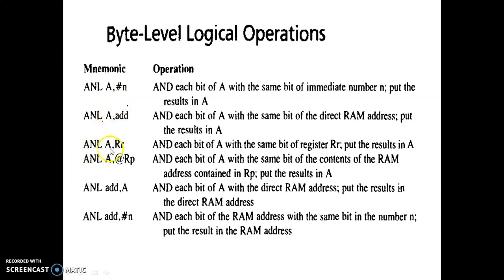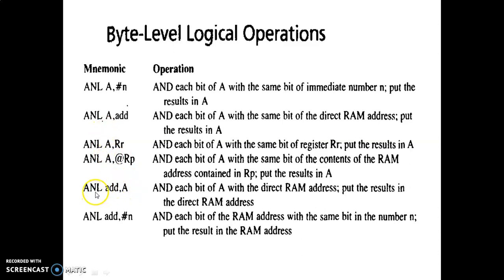The third one is ANL A, Rn. This instruction performs the logical AND operation between the accumulator content and the content which is there in this particular register and transfers the result to the accumulator register. The fourth one is ANL A, @Ri. This instruction performs a logical AND operation between the accumulator content and the addressed byte, whatever content you have in that particular address location, and transfers the result to the A register.